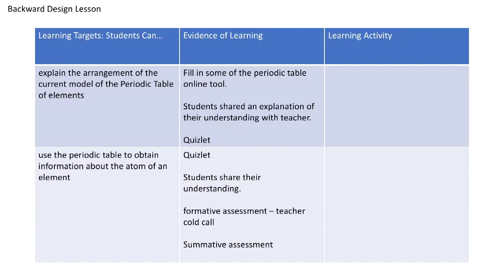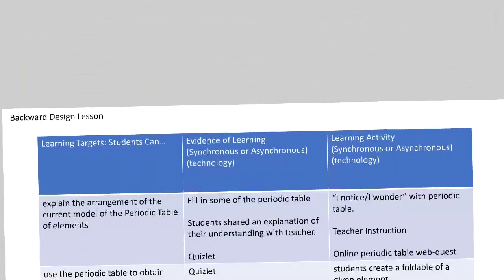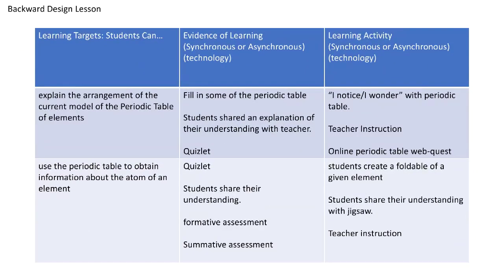Next, she determined the activities and assignments that her students will need to do to support being successful on these assessments. She used an I Notice, I Wonder with a periodic table. There was some teacher instruction and an online periodic table web quest. Students created a foldable on a given element and shared the understanding using a jigsaw, and she used more teacher instruction to support this target.